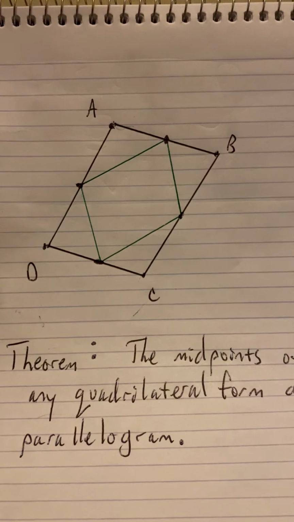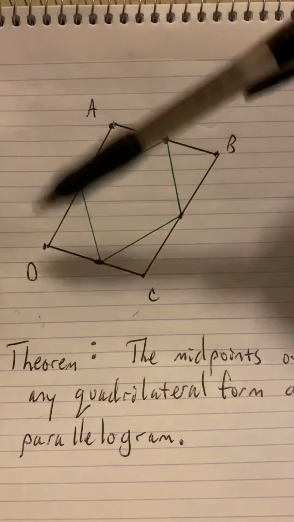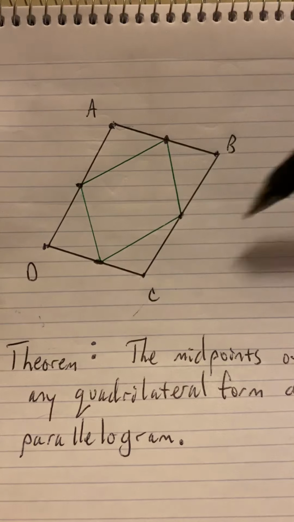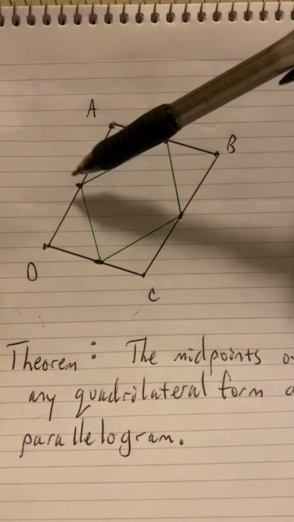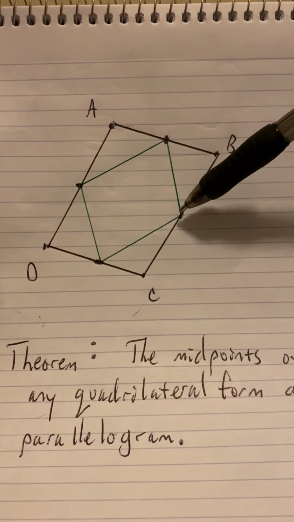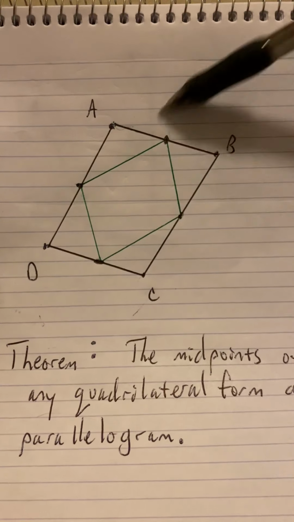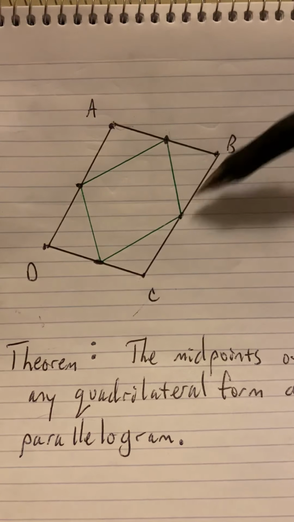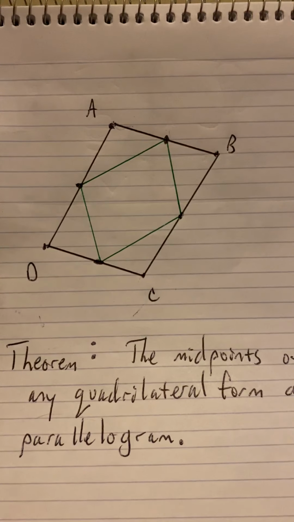So here's an example. Here's a theorem from geometry: the midpoints of any quadrilateral form a parallelogram. So if I draw any quadrilateral, no matter how funky the shape, I find the midpoints of every side. Those midpoints will determine a parallelogram. It kind of looks true in this case. Of course, I didn't draw a very funky quadrilateral.